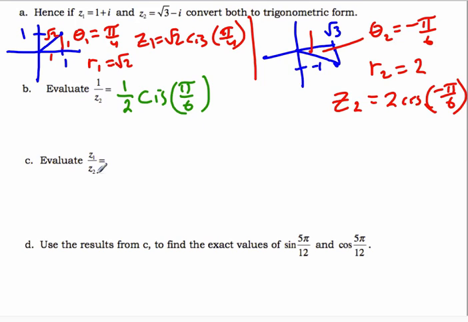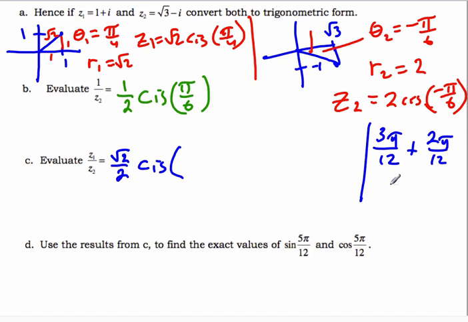So next we're going to do Z1 divided by Z2, and remember we can just divide the moduli, so that's going to be root 2 over 2, and cis of, well, we can subtract these arguments. Okay, so pi over 4 minus pi over 6 is, let me work it out on the side. So pi over 4 minus pi over 6 is going to come down to 12, so 3 pi over 12 minus negative, so it's going to be plus 2 pi over 12, which equals 5 pi over 12. So this is going to be 5 pi 12ths.